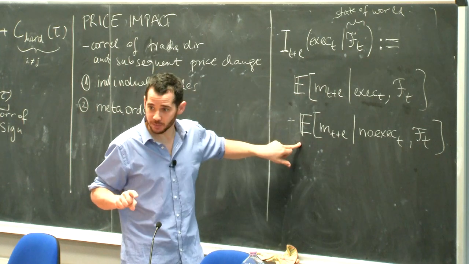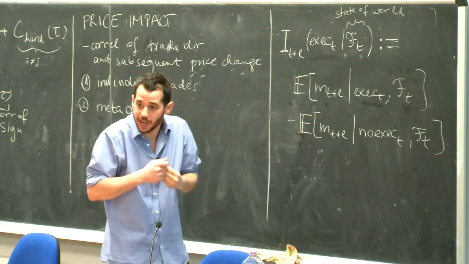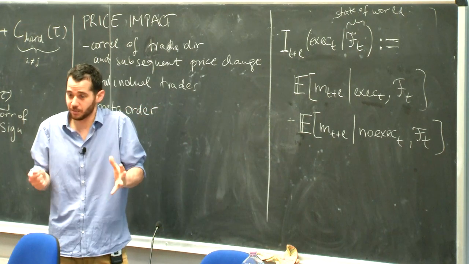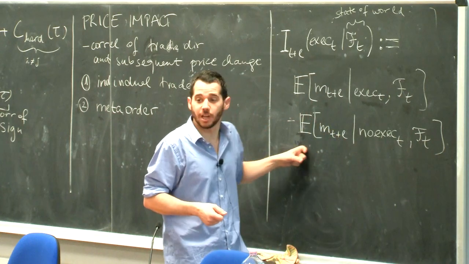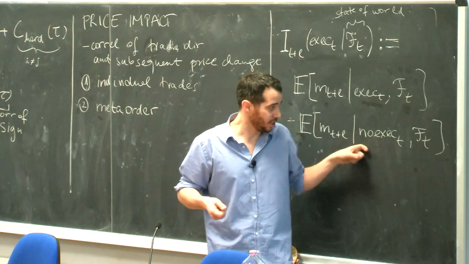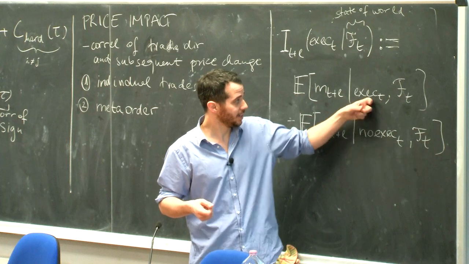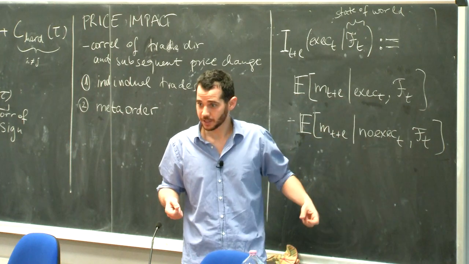But what you want to subtract, of course, in this case, you want to care how much the price moved because I did something. So ideally, you would want to subtract what would have happened if I had not done this execution. So this is the dual of this. Okay?